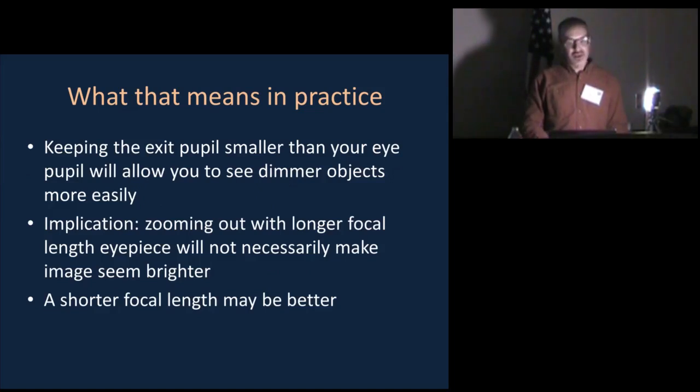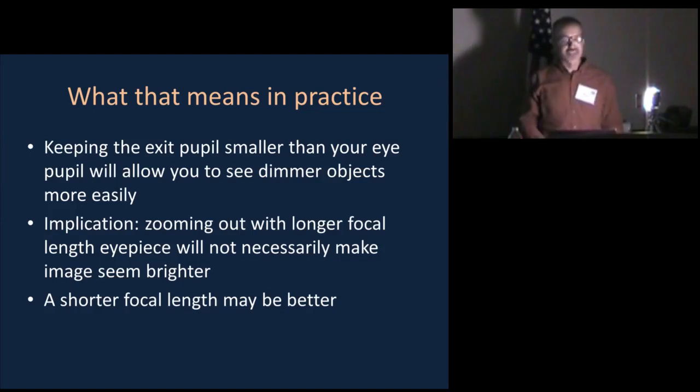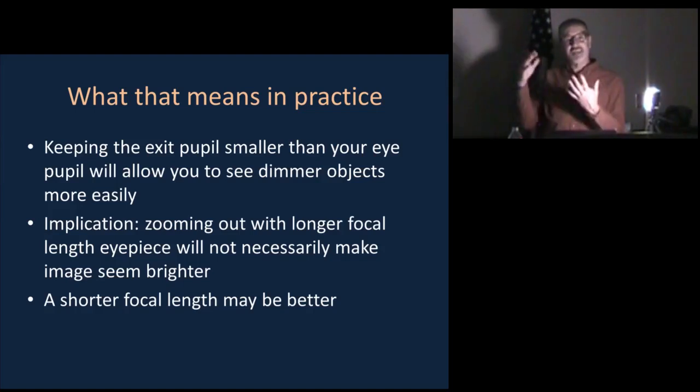So what does this mean in practice? This means that keeping the exit pupil smaller than your eye pupil will allow you to see dimmer objects more easily. In other words, you're keeping that light concentrated into the area that's going to go within your eye pupil. And if you think about it too, that's another reason why we like to let our eyes adjust when we go out there, so that pupil is as wide as possible.